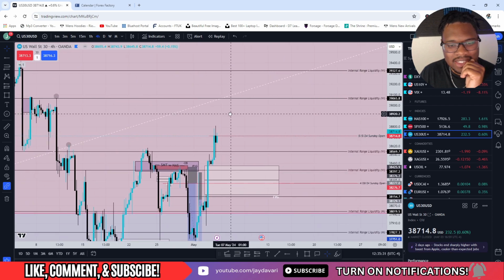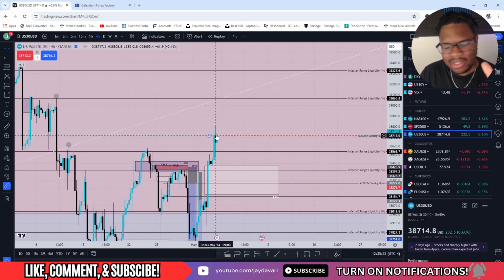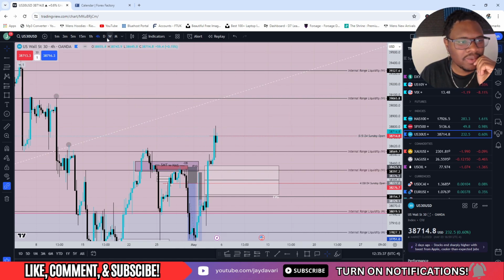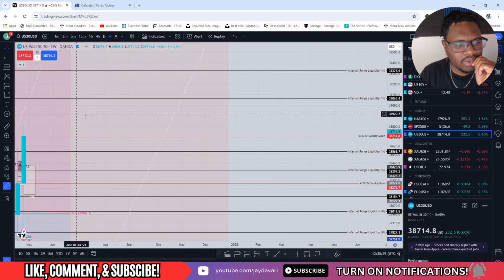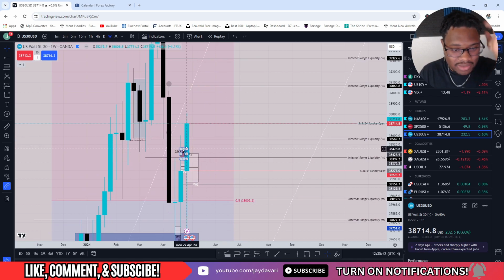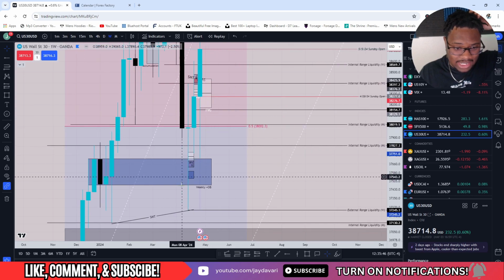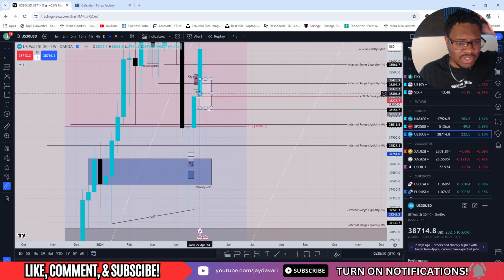The reason why I'm kind of not bearish, but bullish right now at this point in time is because we have this weekly internal range liquidity pool right here. We actually respected this one a couple weeks ago, and we traded lower. We didn't take out the external range liquidity right here. So the past couple weeks we've traded higher.